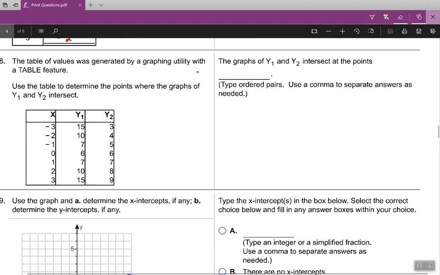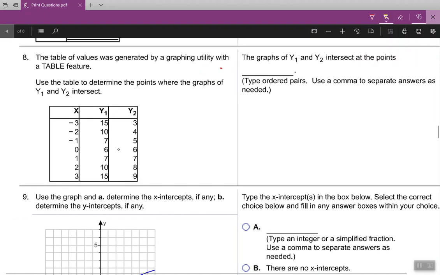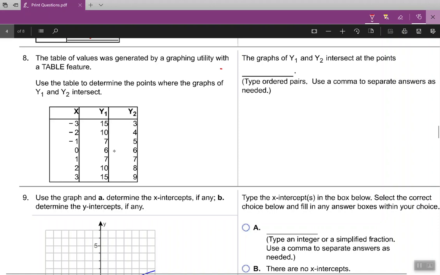But we get down here to where x is 0, and we see that these y values are the same here. So at the point 0, 6, those two graphs intersect. If we keep going down one more line, we see that when x is 1, the y values are the same. So comma, because it says use a comma to separate the answers if needed, comma 1, 7, we have another point of intersection. When x is 2, the y values are different. When x is 3, the y values are different. So the places where they intersect is when x equals 0 and when x equals 1.